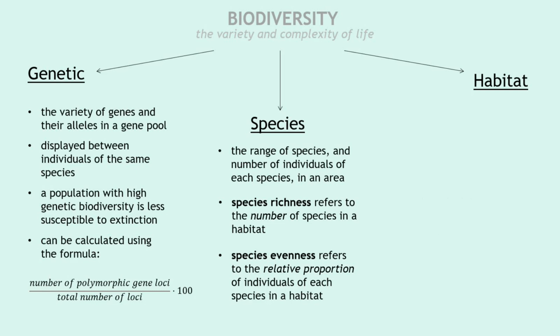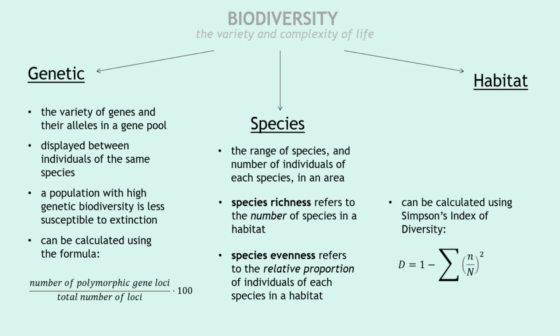Likewise, we can calculate a value for species biodiversity, and we use Simpson's index, which is D equals 1 minus sigma, which is the sum of, and then we have lowercase n divided by uppercase N, all squared. So uppercase N is the total number of individuals in the community. It would be better actually to use the term community here. That is a group of all the interacting populations in an ecosystem. So that is basically the total number of individuals that you are studying.